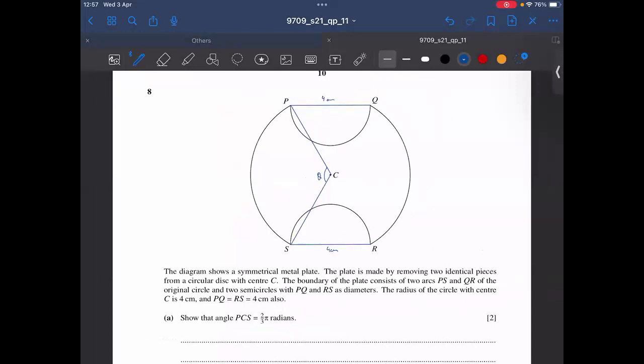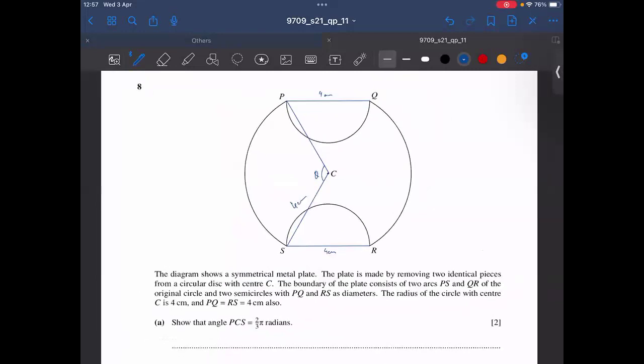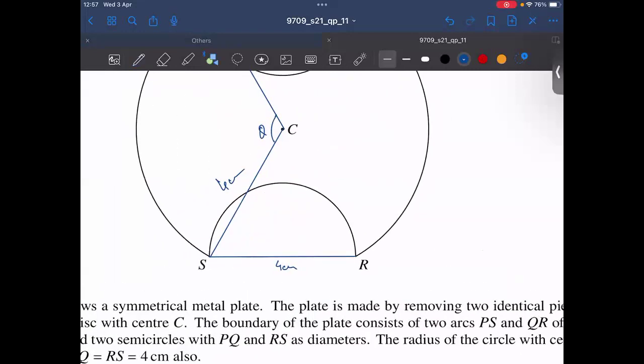Look, this is 4 centimeters. And if I join this, it's going to be 4 centimeters as well. So this becomes an equilateral triangle. So this is going to be how much? Pi by 3, pi by 3, pi by 3. Agreed or not, Miss Iman?